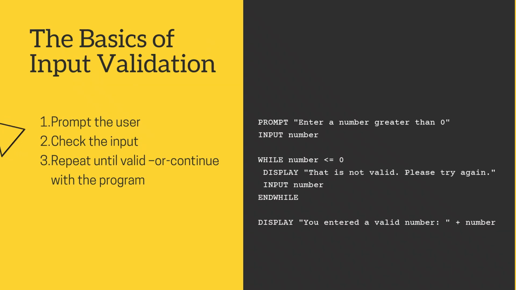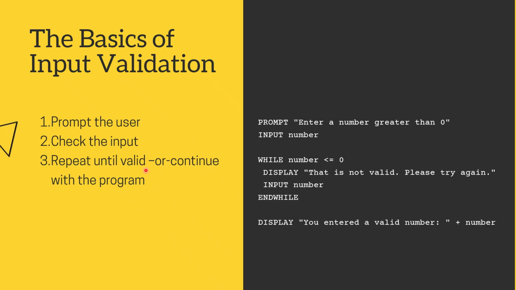Okay, so how do we actually validate input? Let's break it down. Input validation usually involves three steps. One is to prompt the user for input. The second is to check the input and make sure that it meets whatever the rules are. And the third is, if it's not valid, to repeat the prompt until it is valid. So this is where loops come in. If the input is invalid, we don't just give up. We loop back and we ask again.